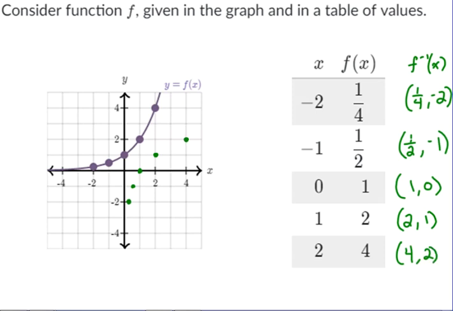Now, there's nothing special about the points here that were chosen. We could have picked any other number of points there as well. We were just picking a select few. And then it's going to have a similar shape, so go ahead and connect those dots there with a curve.